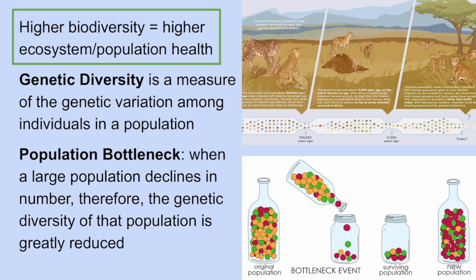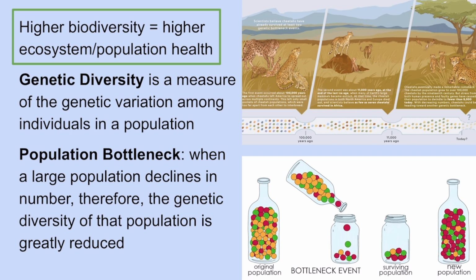So these genetics are more complicated, but the idea is that there are different alleles, different versions of these genes within a population. In general, this is not always the case, but large populations have more genetic variations. However, if a large population declines in number, the amount of genetic diversity that's carried by those individuals who survived is greatly reduced.